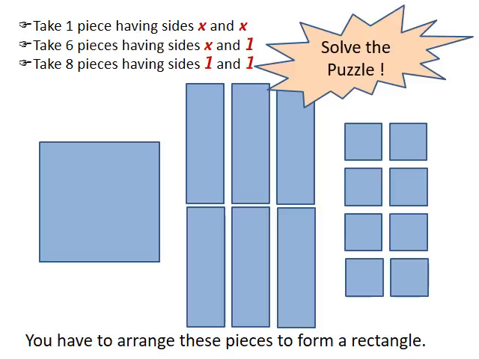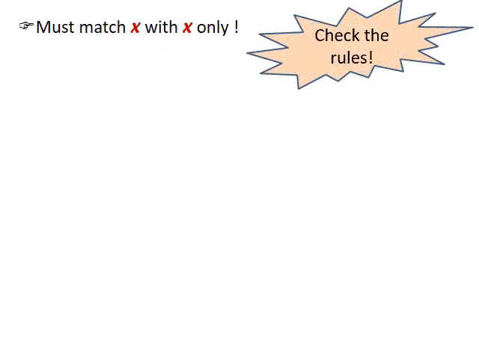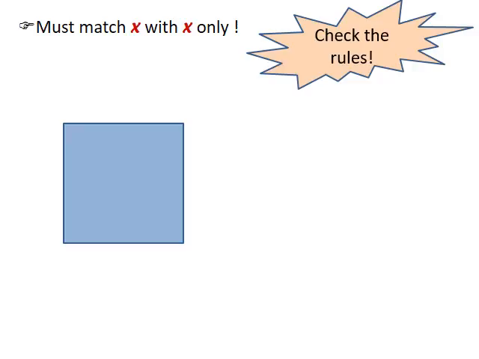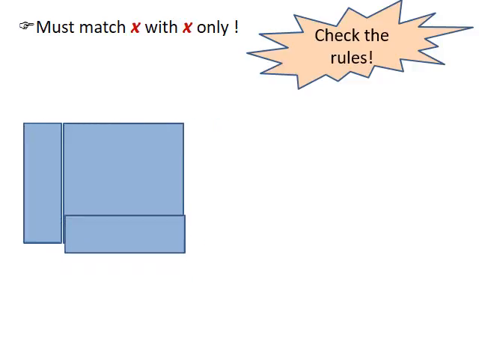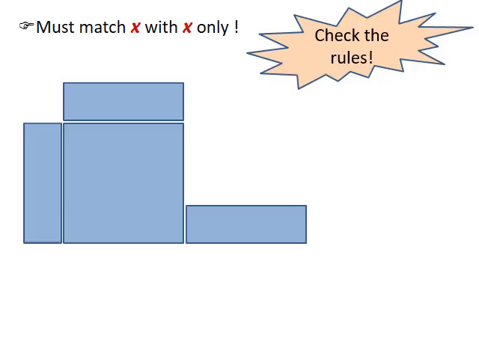So before that, let us try to understand the rules for this puzzle. The rules are, you must match a piece with side x units with another piece having side x units only. So you can match the x units like this. It could be on the right hand side or on the left hand side. It could be below or above, but it cannot be like this. Here we are trying to match the x unit with the 1 unit, which is not possible.